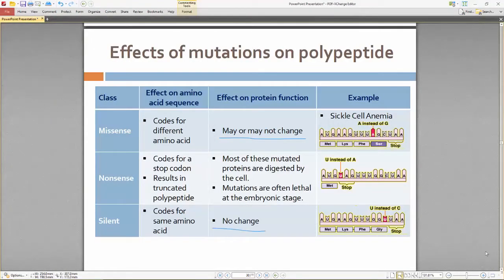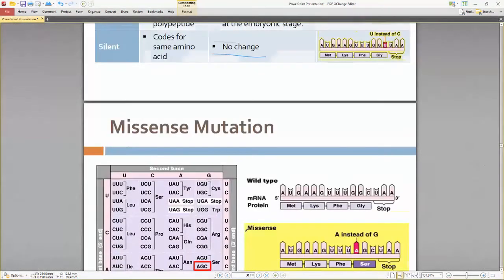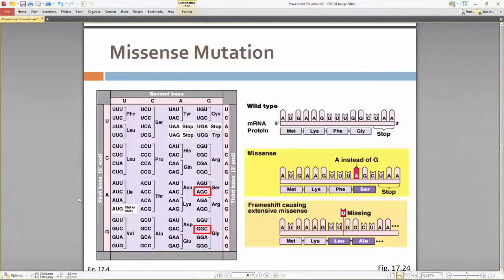And a silent mutation is a mutation where you end up with the same amino acid just with a different code. This does not change protein function at all.